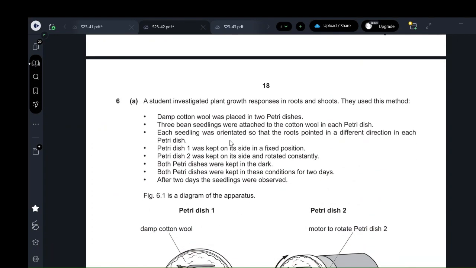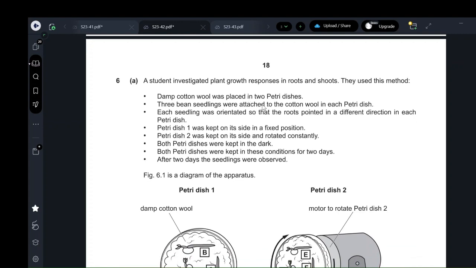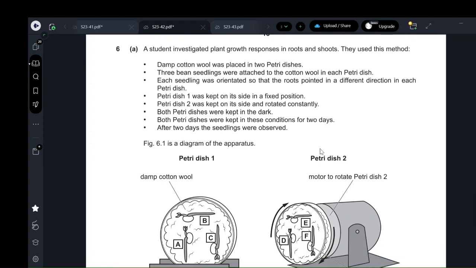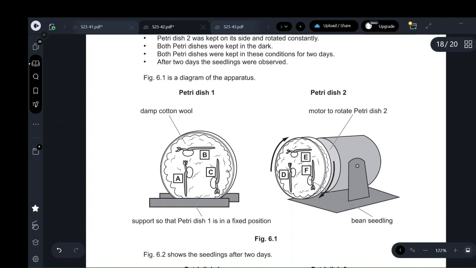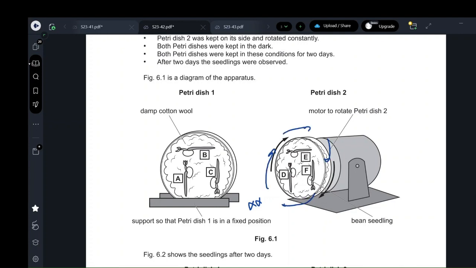Question 6. A student investigated the plant growth responses in the roots and the shoots. They used this method. Damp cotton wool was placed in 2 petri dishes. 3 bean seedlings were attached to the cotton wool in each petri dish. Each seedling was oriented so that the roots pointed in a different direction. Dish 1 was kept in a fixed position. The clinostat is not rotating. The motor is not rotating. It is fixed, while dish 2 continuously rotated.